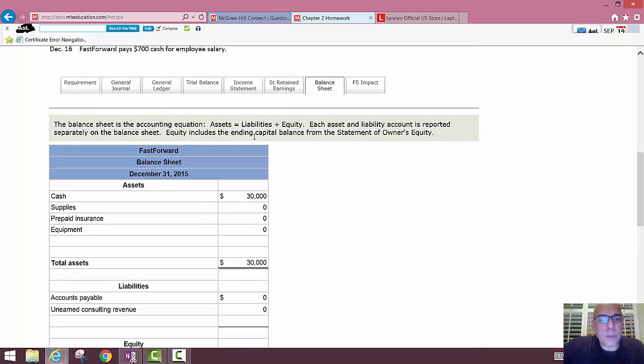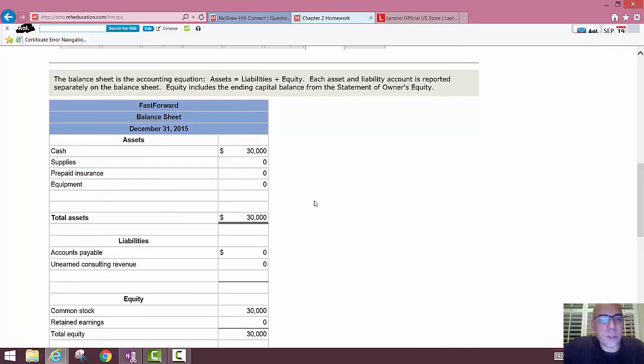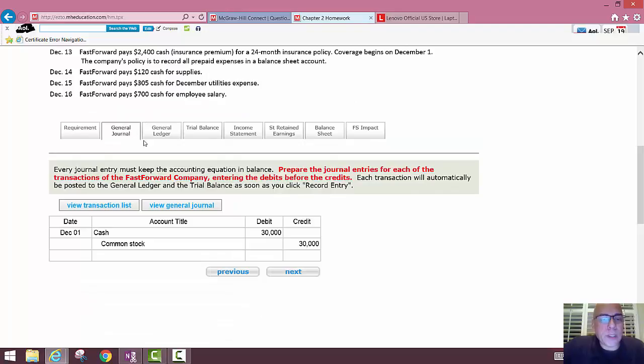Somebody asked me at the end of class, does every transaction have to affect both the balance sheet and the income statement? The answer is no, right? We could have just a purely balance sheet effect journal entry here, which you can see from this issuance of common stock. So we get that one done.